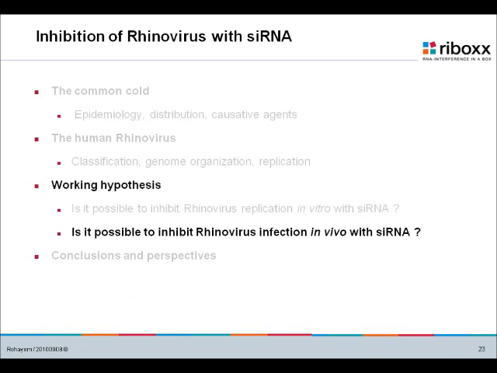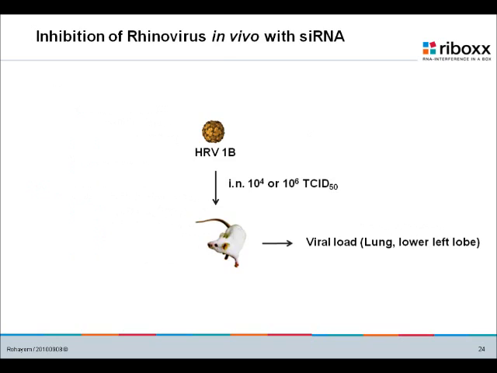So having selected 4 siRNAs that are active in vitro in our labs, we went on and asked the question, is it possible to see the same effect with the riboxx siRNA in mice? And the experimental setup was the following. You take the virus, purify it, have it at 10 to the 4th or 1 million TCID50, and you inject this amount in 20 to 30 microliters intranasally. You instill it intranasally in the nose of the mouse, and the mouse will inhale it and bring the virus, as shown in the first slide, directly to the lung.